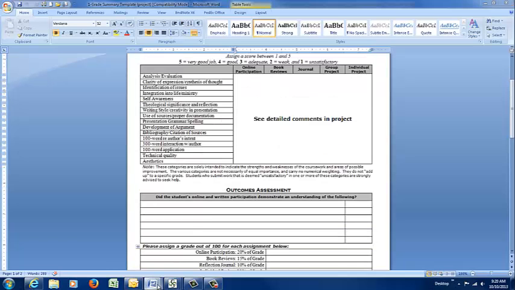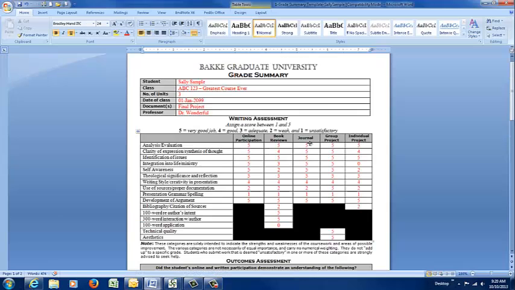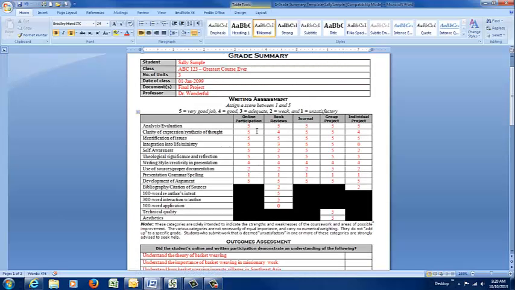So let's go back to this grade summary where I've put in the numbers, and as you can see I've indicated the different levels. In other words, Sally Sample did a very good job in her analysis and evaluation all the way across on the online, in book reviews, journal, group project, and the individual project. But you'll notice she only got 1s in the presentation, grammar, spelling. That's because she didn't do a good job, so we graded her down for that. And so you see all the 1s here.